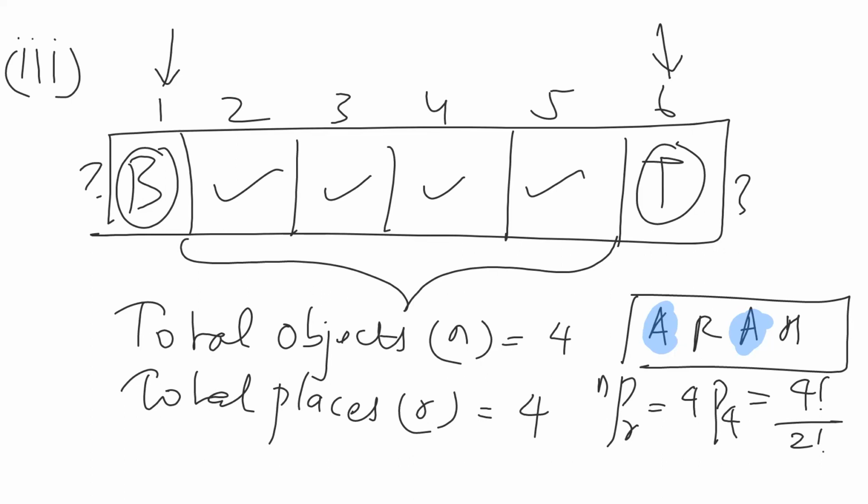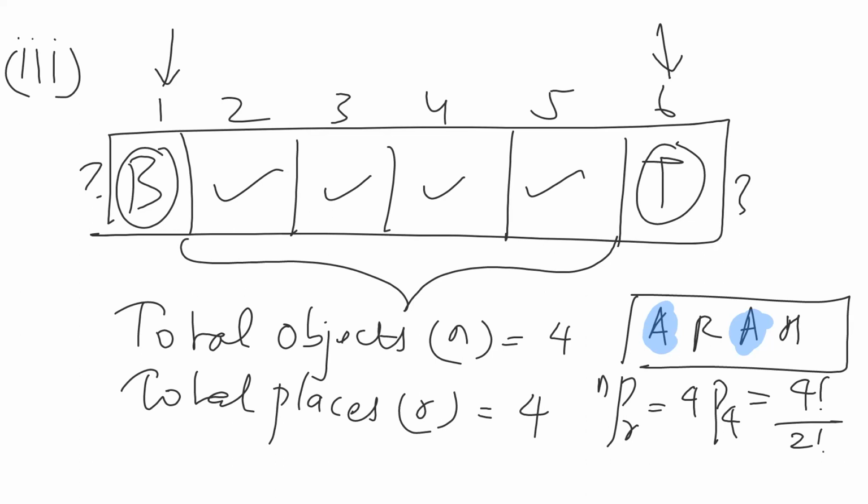Yeah. Let us go to the 19th problem. Tell me. B and T are fixed. So for the places 2, 3, 4, 5, 2 could be filled in 4 ways, 3 in 3, 4 in 2, and 5 in 1. That way I got 24. But then you'll have to divide that with 2 factorial, right? Because A is getting repeated twice.